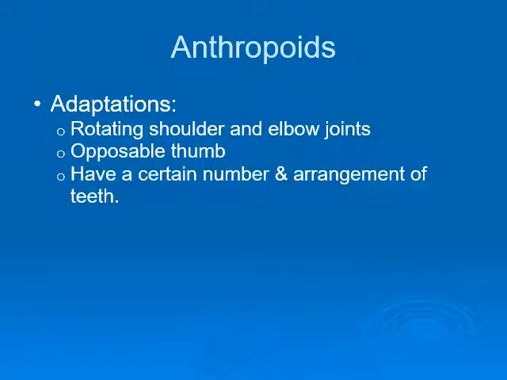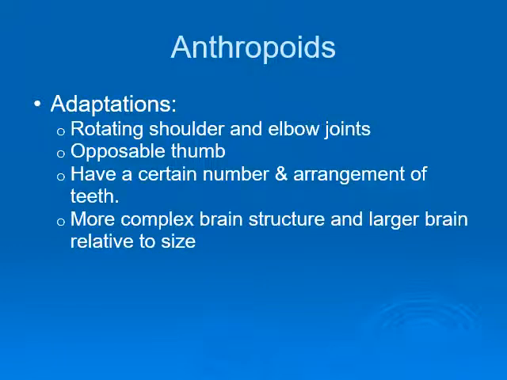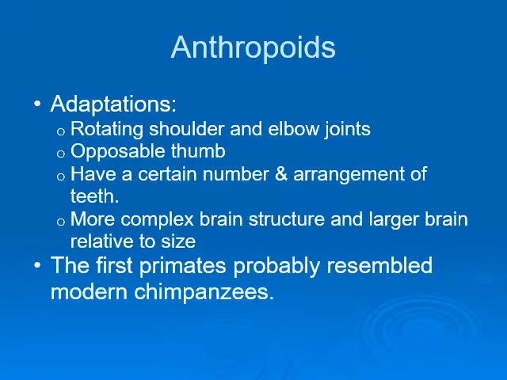They have a certain number and arrangement of teeth when we look at these guys. And they have a more complex brain structure and a larger brain relative to size than a lot of other mammals. So when we're looking at these ancestors, we're starting to see some higher thinking come into play. This is going to help them not only move through trees and stuff like that, but maybe start to use tools.